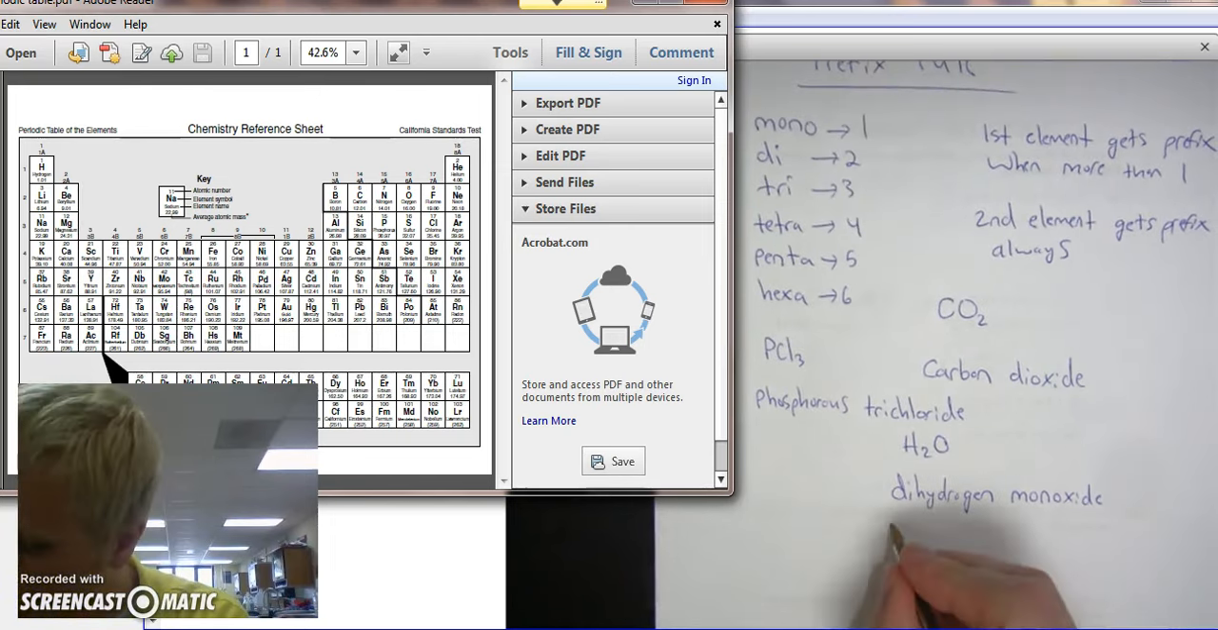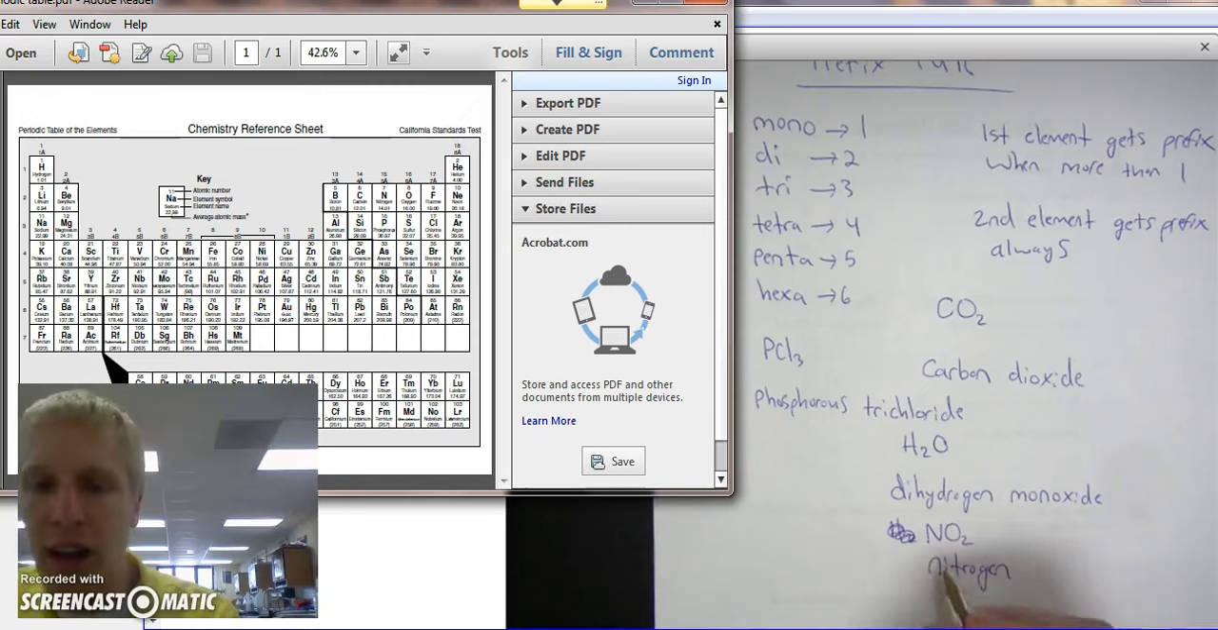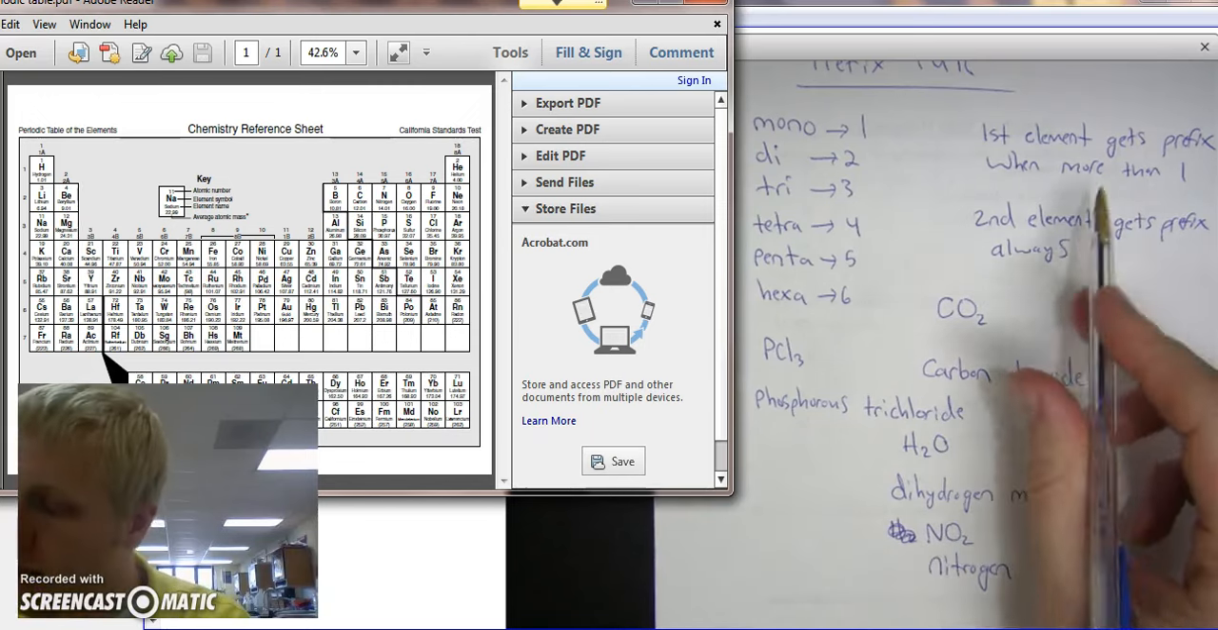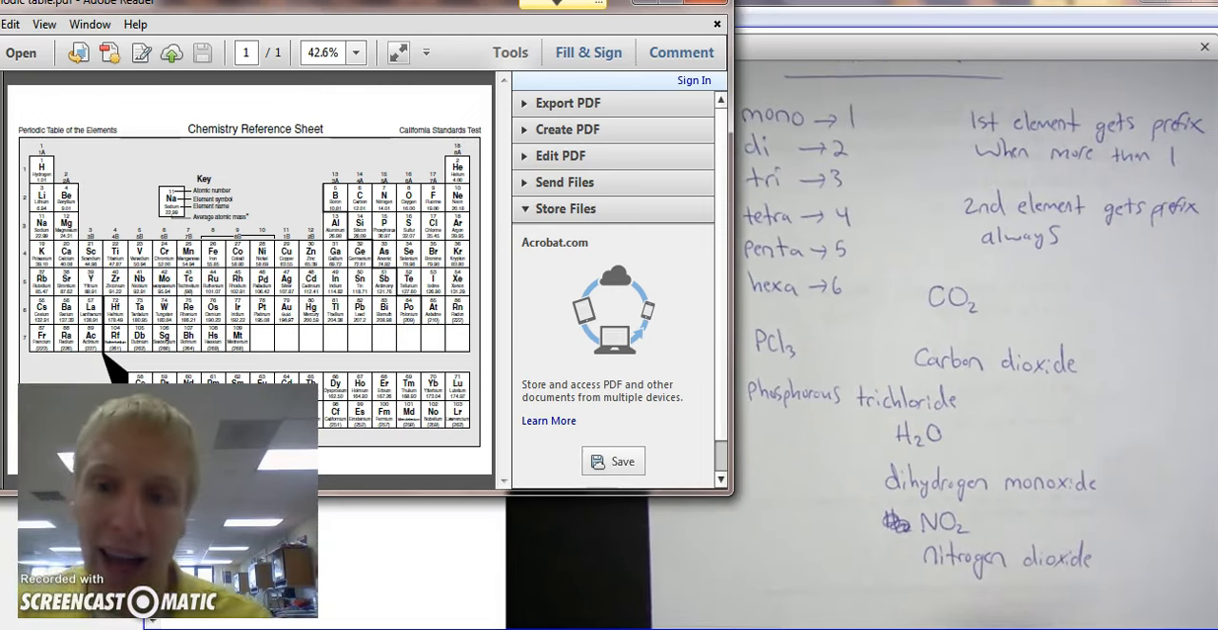And doing one more example, we have NO2, nitrogen. First element, if there's more than one, gets a prefix, there's just one, so no prefix. Second element always gets a prefix, dioxide. And those are just a few examples of the prefix rule used for covalent compounds.